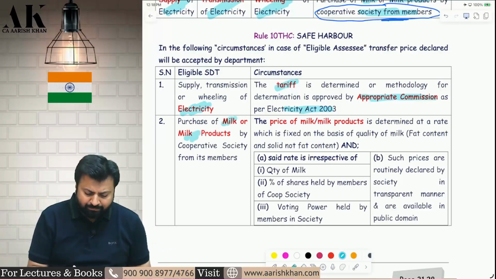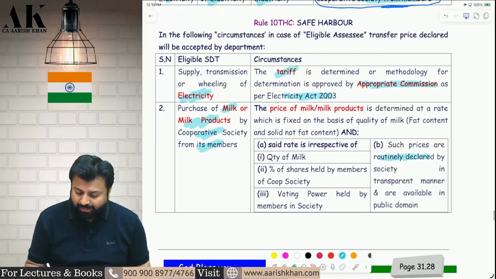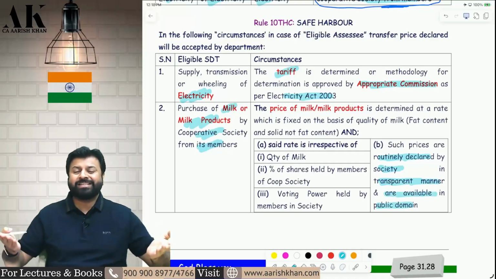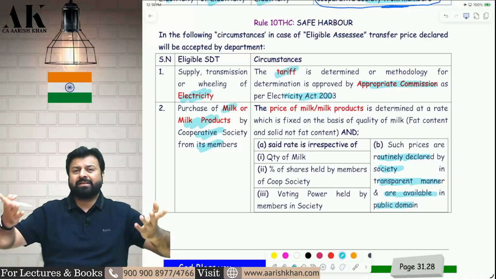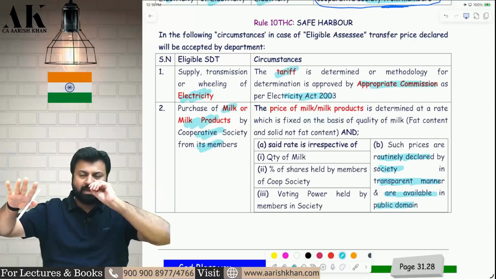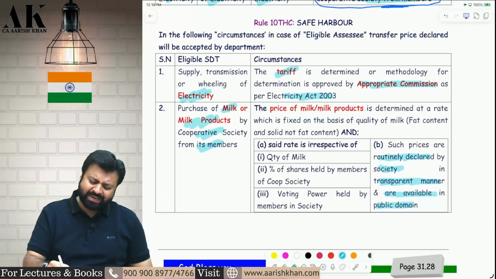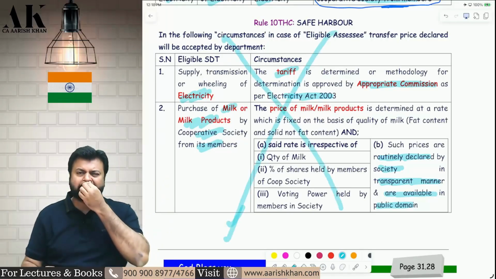Similarly, for purchase of milk and milk products by a society from its member, you have to declare the price which is routinely declared by the society in a transparent manner and is available in the public domain. So whatever price is declared by the society in the AGM, on the notice board, etc., that price will be considered as the safe harbor. This has been there for the last 15 years. Nobody is going to ask you all these things in the examination.